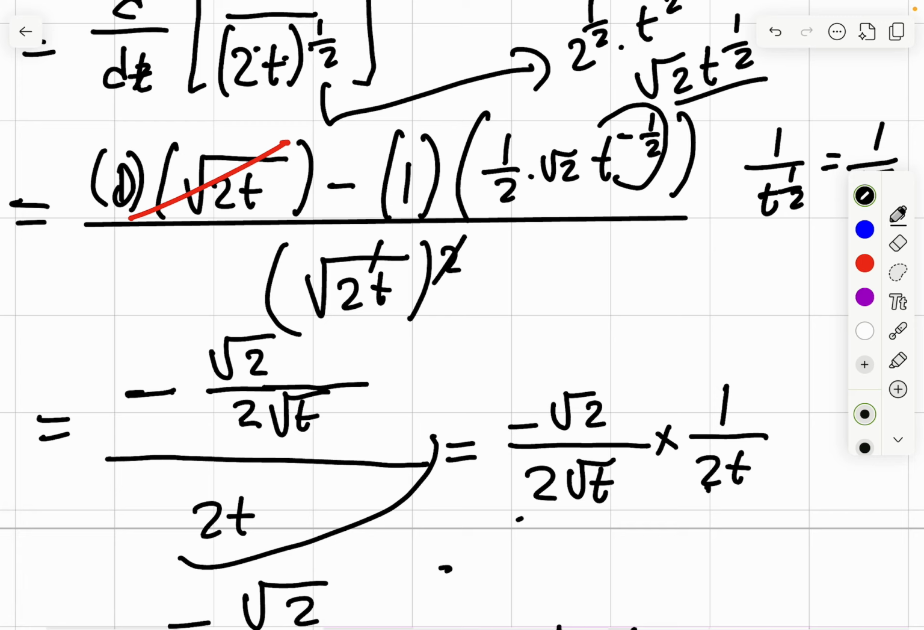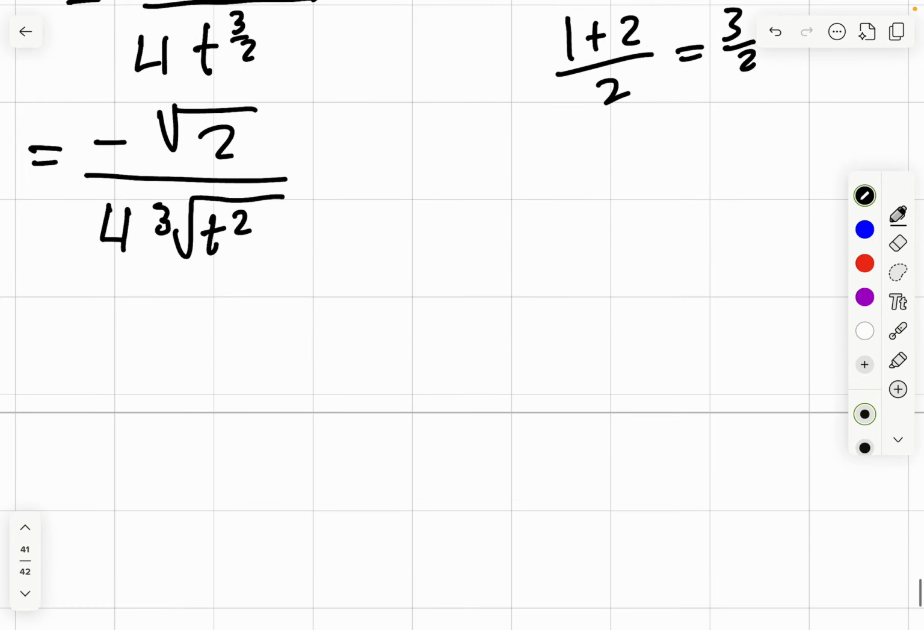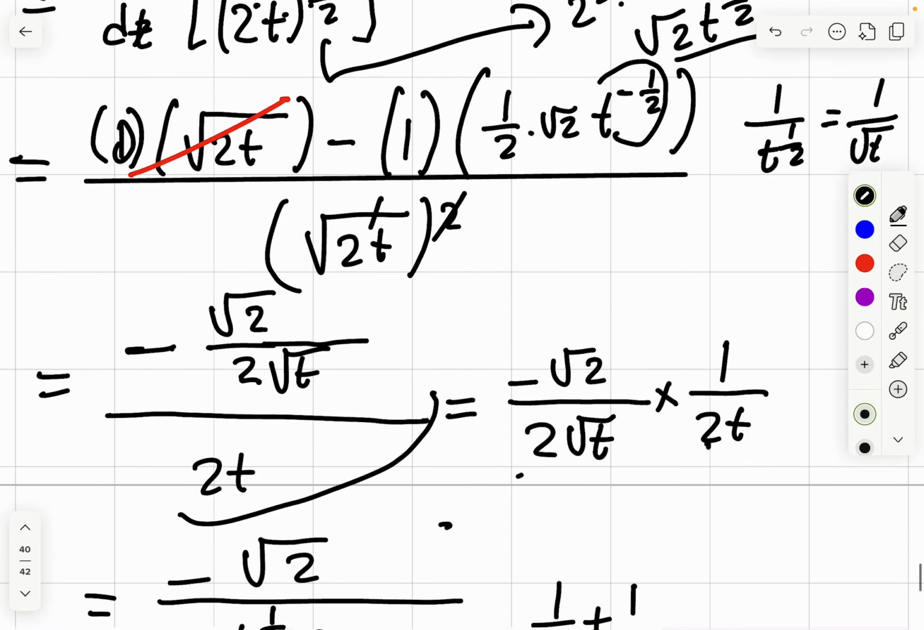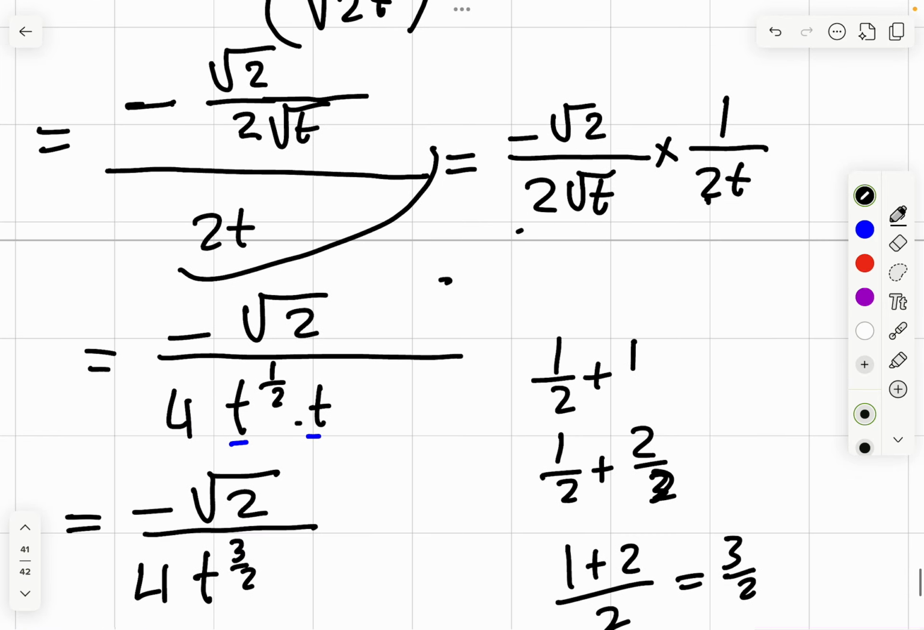main purpose. So in the next video, we're going to be doing what we call chain rule.